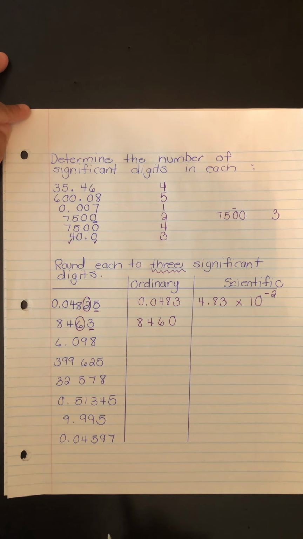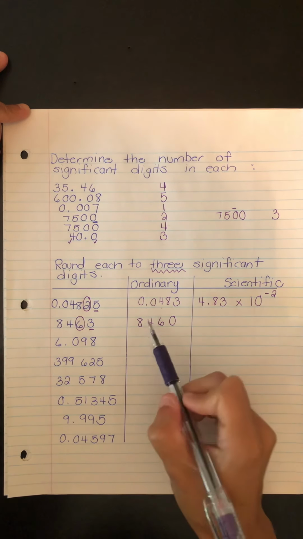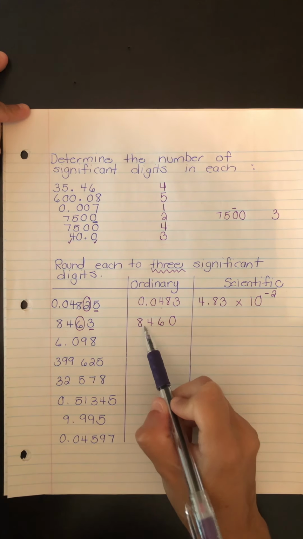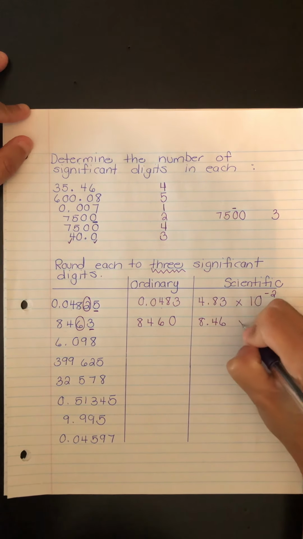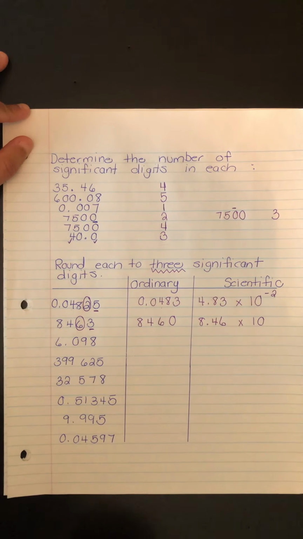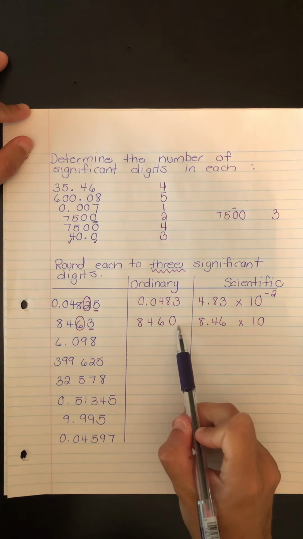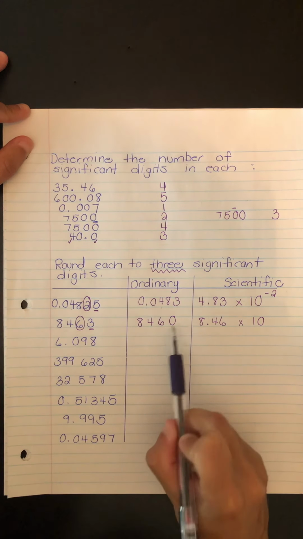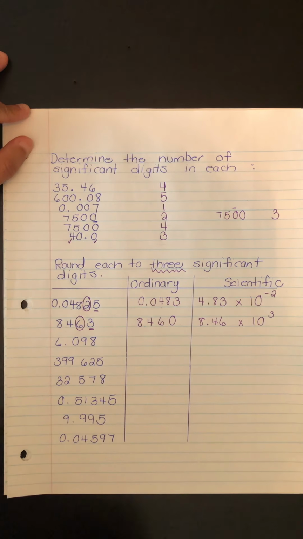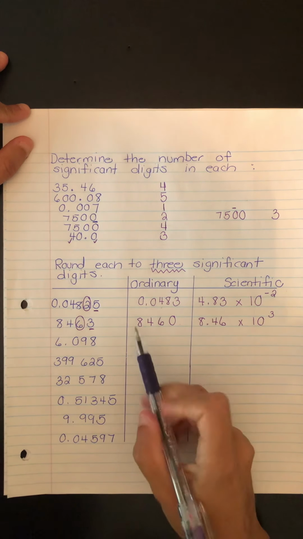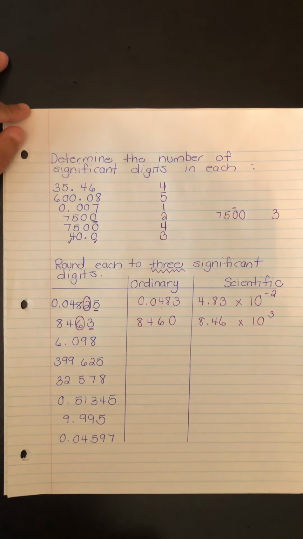In scientific notation, we have to locate the decimal after the first non-zero digit. That means the decimal has to go here. So 8.46. We have to include the correct exponent. And from here to here is 3 places. Okay, the exponent is +3. This number is greater than 1. The exponent is +3.